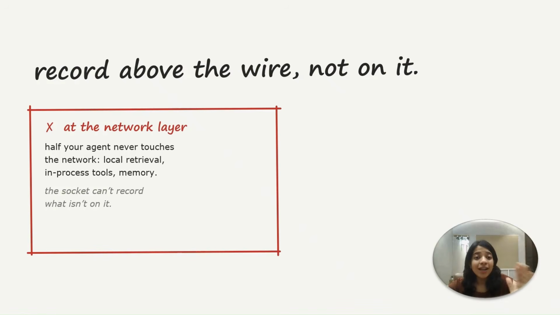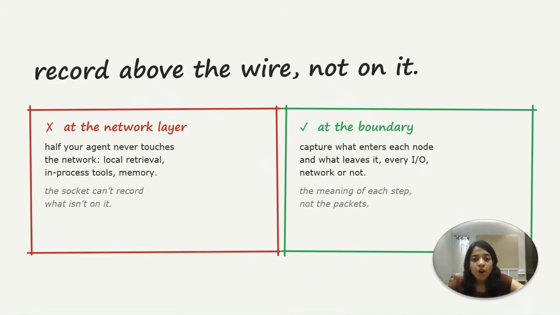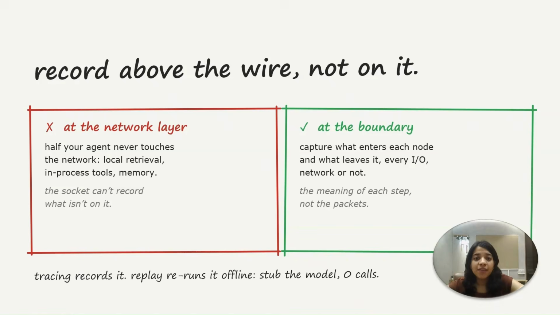For sure, not at the network layer, because half your agent will never touch the network: the local retrieval, the in-process tools, the memory, and the parts that do not show up under streaming and async. Record at the boundary instead, because you need to capture what enters each node and what leaves it, the meaning of each step and not the packets.